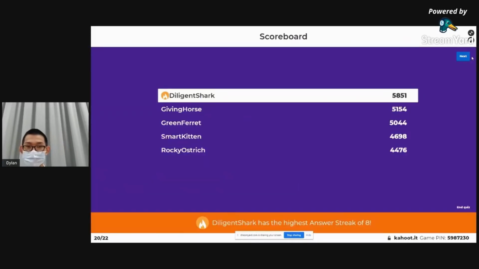And this is our scoreboard. Ooh, finally some repositioning of players. We got Diligent Shark at number 1, Green Ferret in 2nd, Smart Kitten, haven't seen you on the leaderboard. Welcome to the leaderboard in 3rd place. Polite Lizard in 4th, and Giving Horse in 5th.